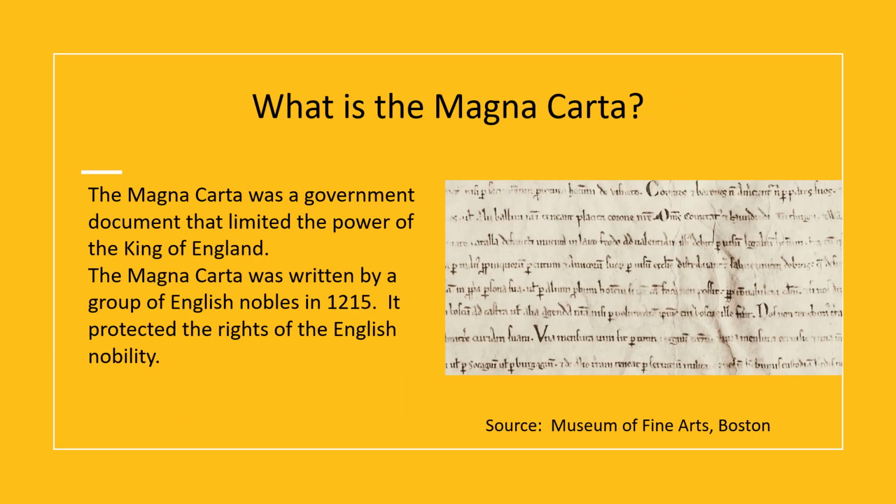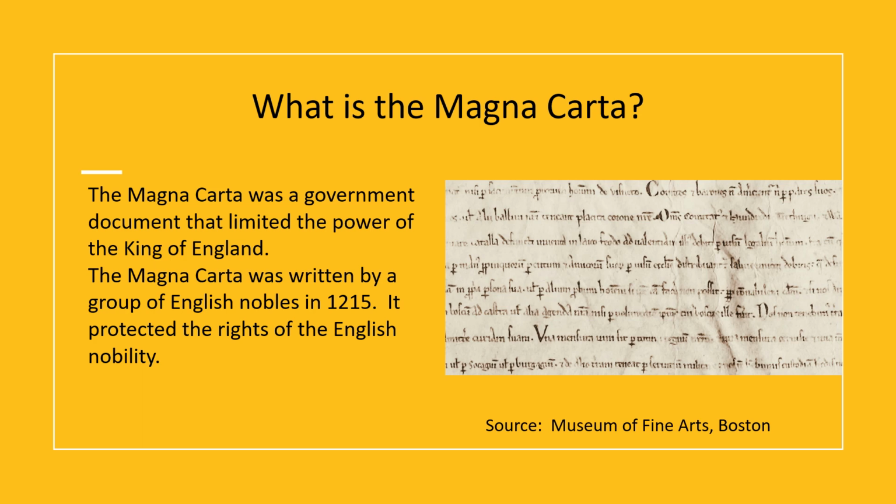Next, we have a focus on the Magna Carta. The Magna Carta was a government document that limited the power of the King of England. It was written by a group of English nobles in 1215. So if we think about the Code of Hammurabi, that was over 3,000 years before the Magna Carta.